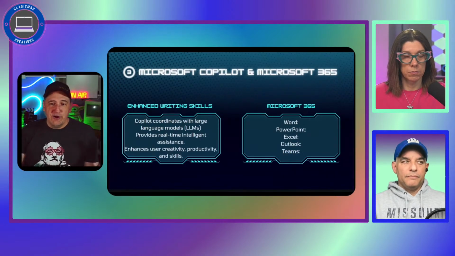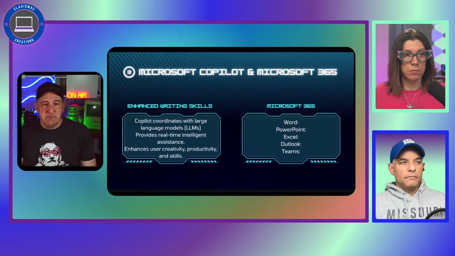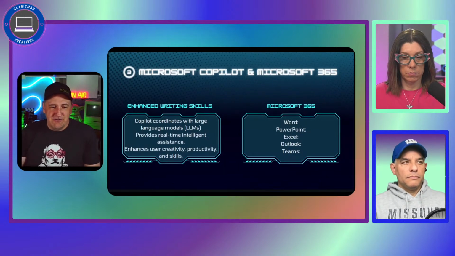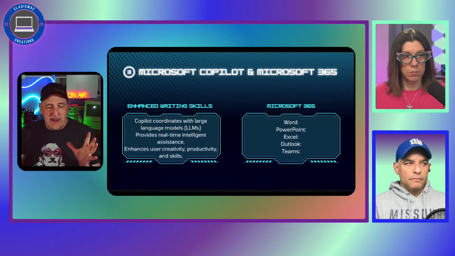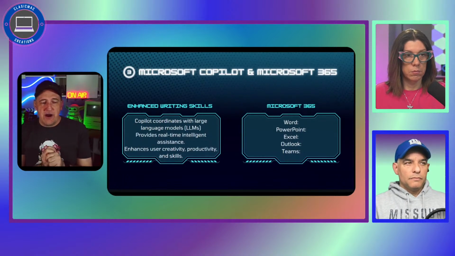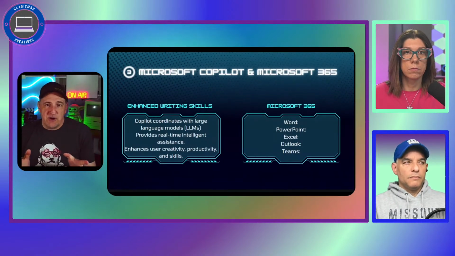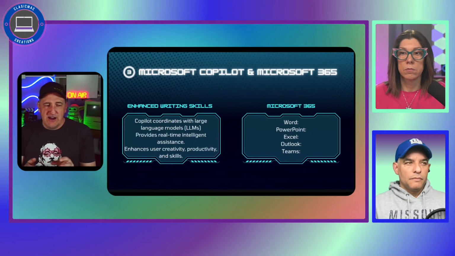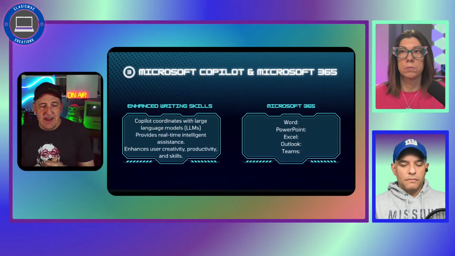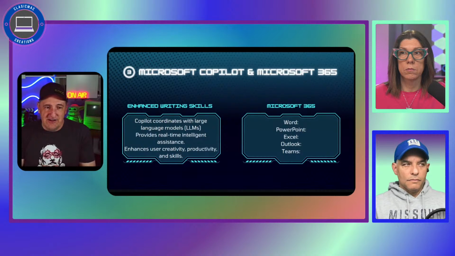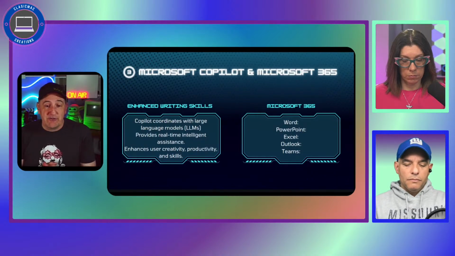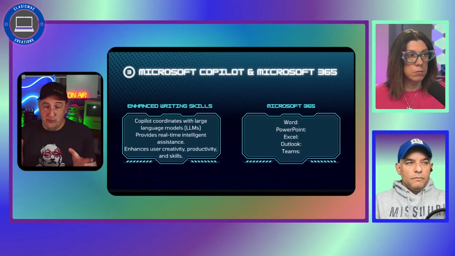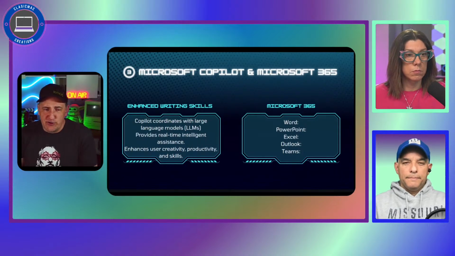So here we are, Microsoft Copilot and Microsoft 365. So, enhanced writing skills. Copilot coordinates with the large language models and can provide real-time intelligent assistance. Enhance user creativity, productivity, and skills. And how it actually integrates into the Microsoft 365 suite, Microsoft Word.